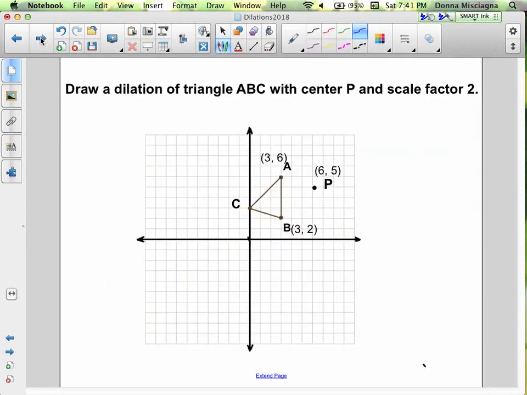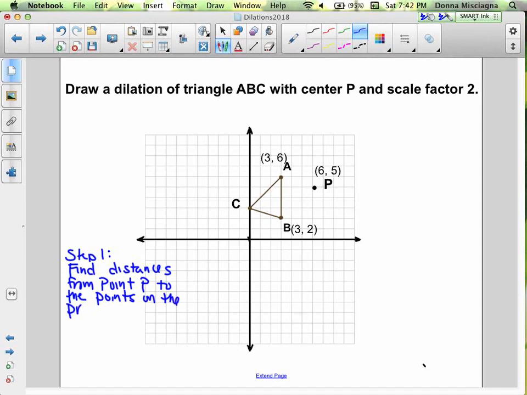So draw a dilation of triangle ABC with center P and scale factor 2. I think I can write down here. And so put this in your notes. Step 1. Find the distances from point P to the points on the pre-image.